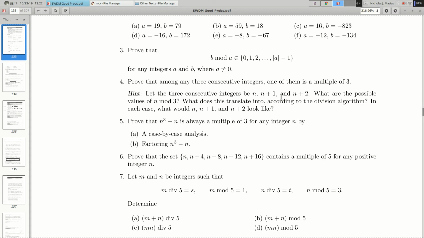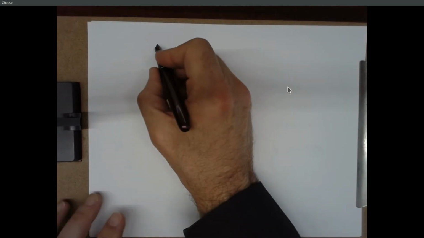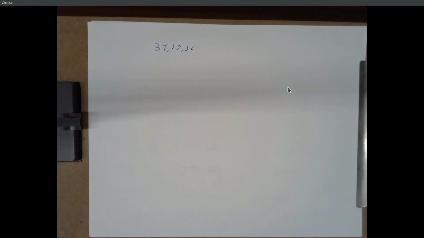We talk about some of these. Prove that among any three consecutive integers, one of them is a multiple of 3. So if you take any three integers in a row, 5, 6, 7, 20, 21, 22, always one of them is a multiple of 3. Right? We believe this. 34, 35, 36. 36 is a multiple of 3.